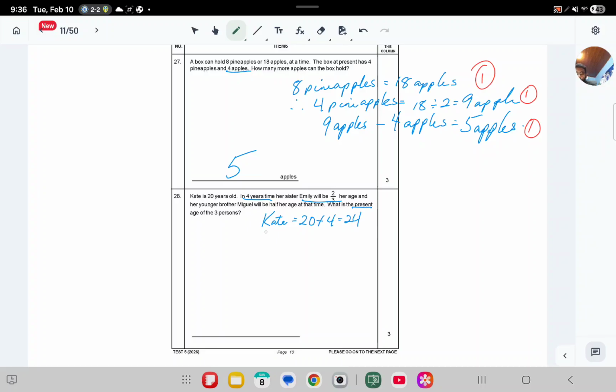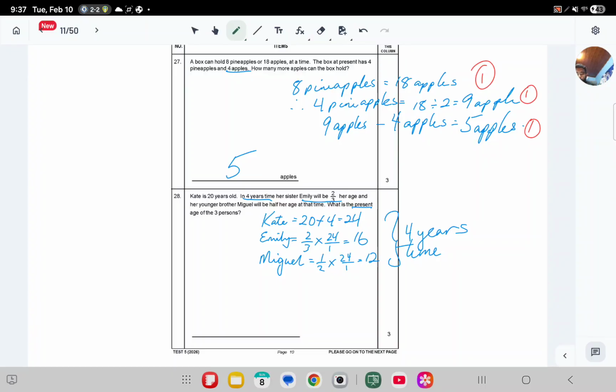They said Emily will be 2/3 her age in 4 years time. So 2/3 of 24 will give us 16. So in 4 years time, Emily will be 16. And Miguel, they said, would be half of her age. So half of 24, which will be 12. So in 4 years time. However, they asked for the answer for the present age, which means we have to go back 4 years.